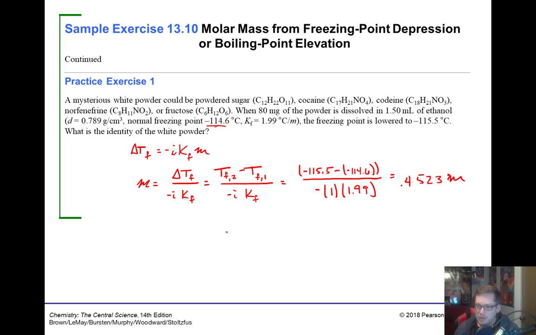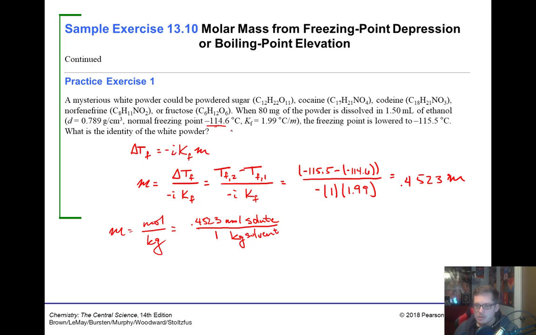So that's the molality. Now what we need to do is use this to figure out how many moles we had, because the molality is equal to moles per kilogram. So this is really saying we have 0.4523 moles of whatever our solute is, divided by the kilograms, a ratio of 1 kilogram of the solvent. So if we can get rid of the kilograms of the solvent, we'd be set.